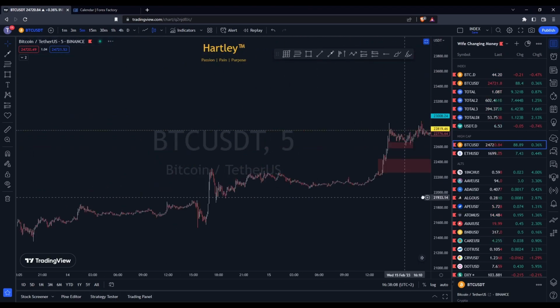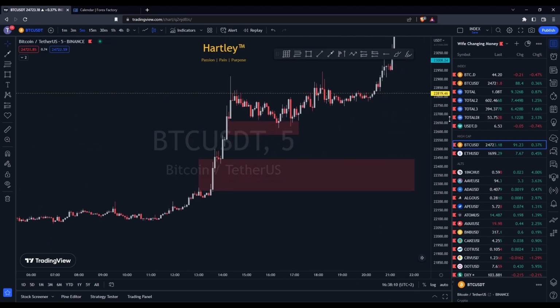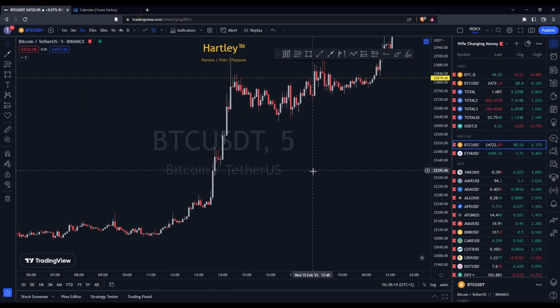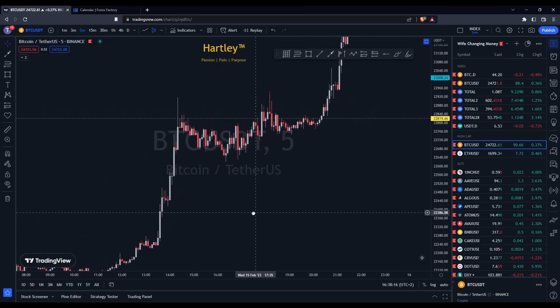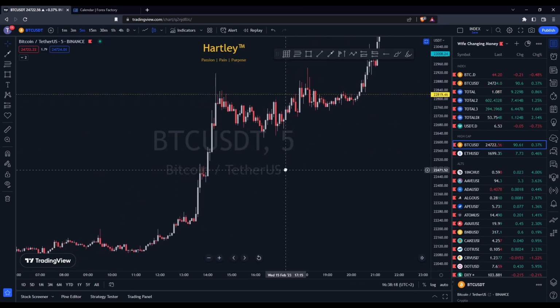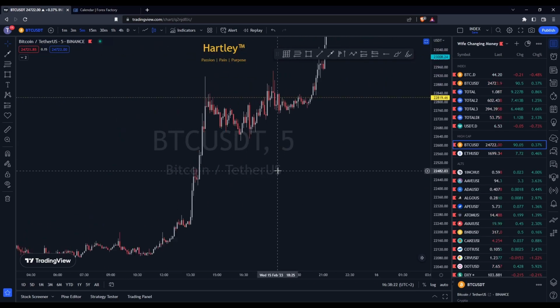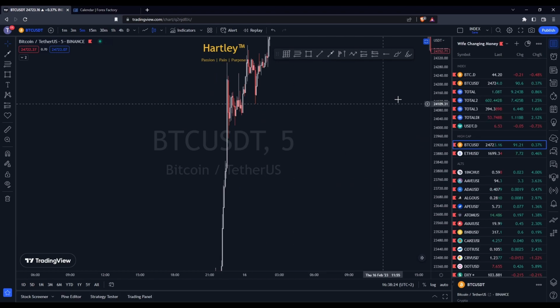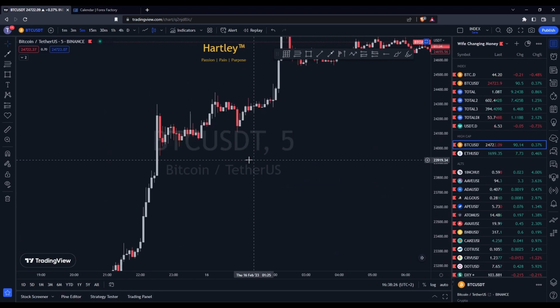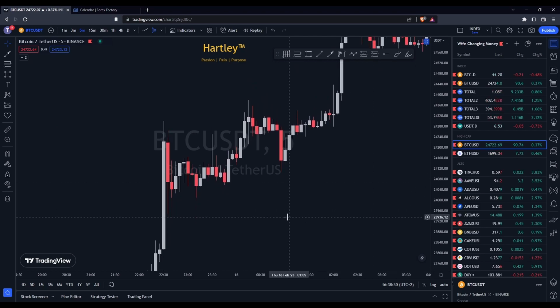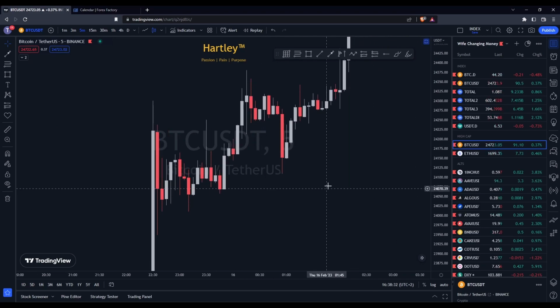Something important that you also need to understand is that, before I go into that, let's quickly look at an example of a fair value gap that has been mitigated properly. Let's try to find one over here. Probably be one up here somewhere. So here, right? This is a good example.